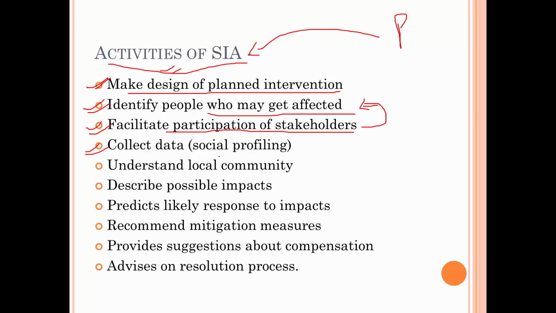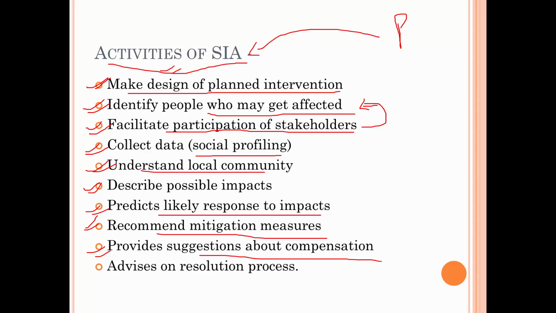Then collect data on social profiling. Then understand the local community, what are their requirements, what are the possible impacts on them. Then describe possible impacts. Then predict likely responses to impacts, what could be the positive outcomes, what could be the negative outcomes. Then recommend mitigation measures for the negative outcomes or long-term negative impacts. Then provide suggestions about compensation for the people who are negatively impacted.